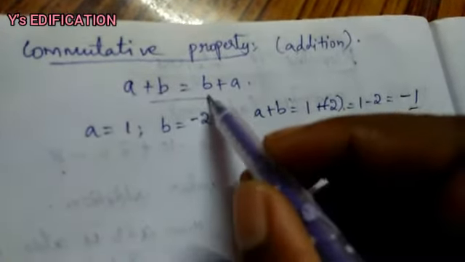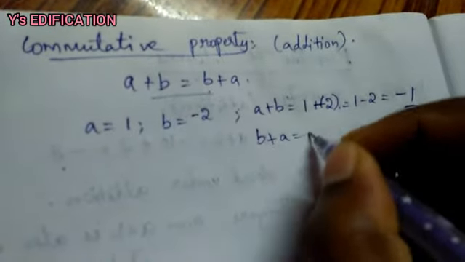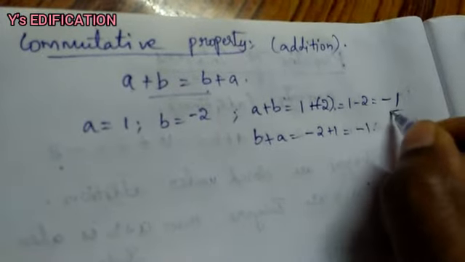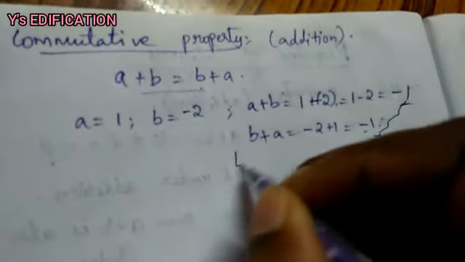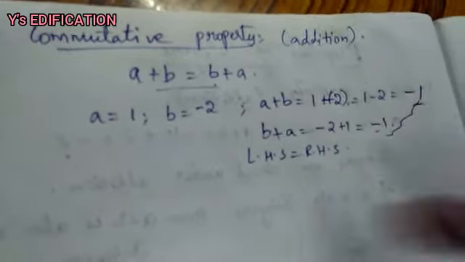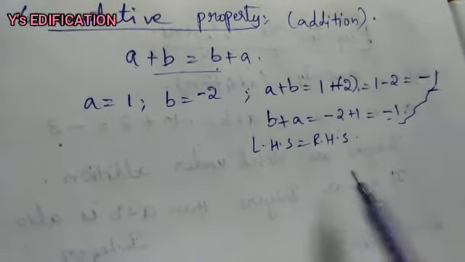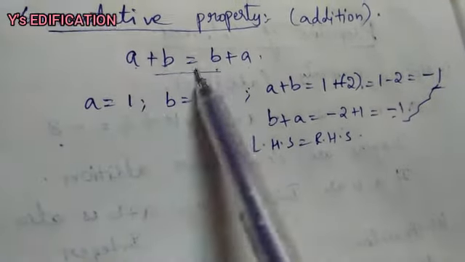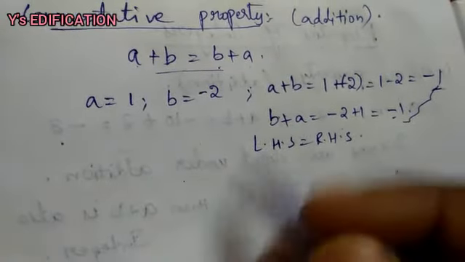In the same way, when I take RHS, that is b plus a. What is b? Minus 2 plus 1. What is the result? Minus 1. That means a plus b is minus 1 and b plus a is also minus 1. That means LHS is equal to RHS. So this is a commutative property. That means if a and b are two integers, then a plus b is equal to b plus a. So we can say that addition is commutative for integers.